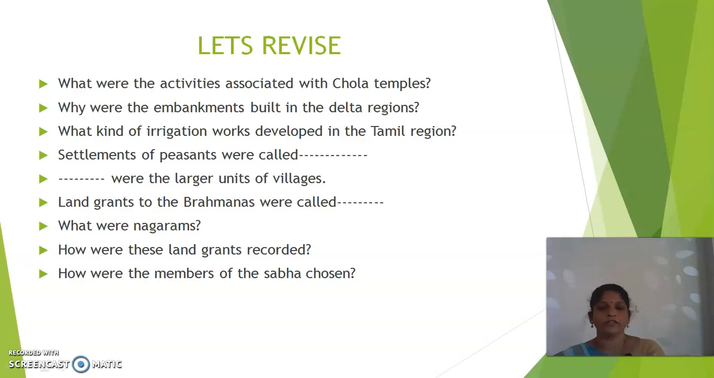Then how were the members of the Sabha chosen? By the Kudavolai system. The names of the candidates were written on a palm leaf, put into the mud pot, and they were selected. For that they had a lot of rules about who the eligible persons were to nominate their names in the election. Children, today we discussed the Cholas, a closer look at the Cholas: their administrative system, their irrigation and agricultural system, and their temples and bronze idols.